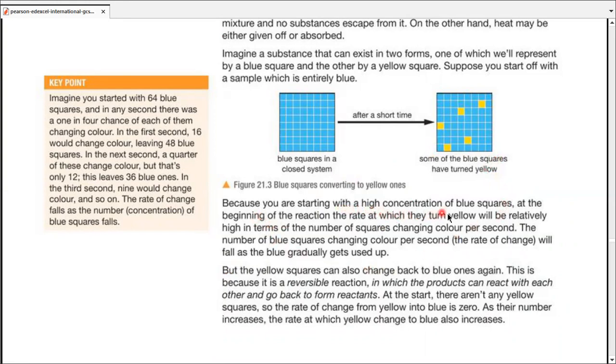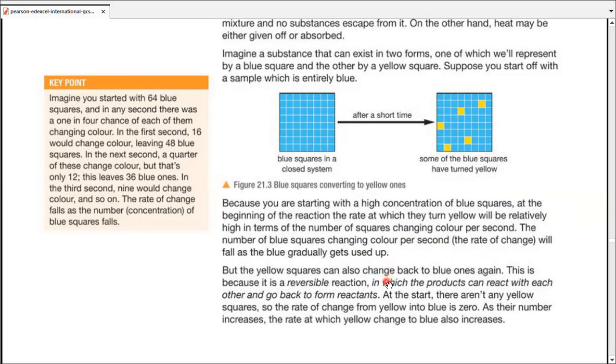Because you're starting with a higher concentration of blue squares at the beginning of the reaction, the rate at which they turn yellow will be relatively high in terms of number of squares changing color per second. The rate of change will fall as the blue gradually gets used up, which is pretty much the thing we covered in the last topic.